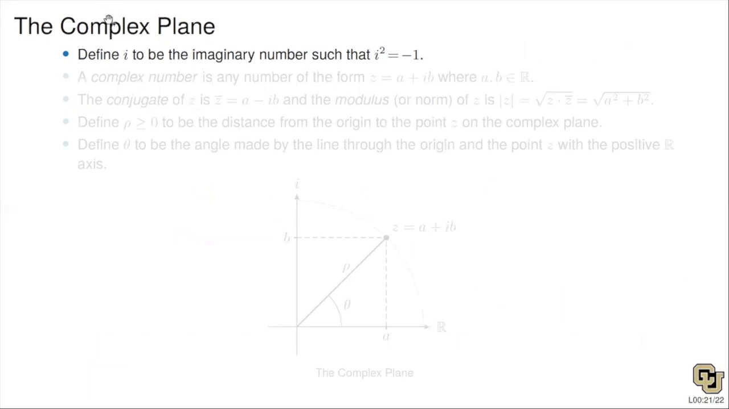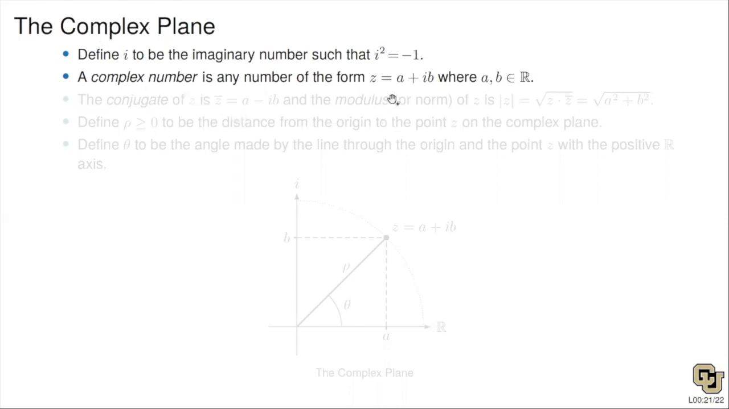So let's talk about the complex plane real quick. Why? Because at the end of the semester, we're going to look at the complex version of the Fourier series. The complex plane is based on the definition of the imaginary number. So i is defined to be a number such that i squared equals -1. So i is known as an imaginary number or a Gaussian integer.